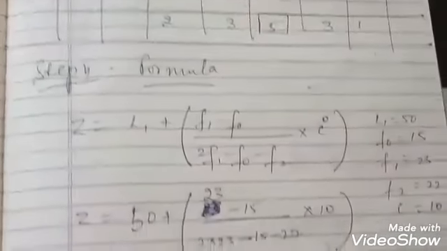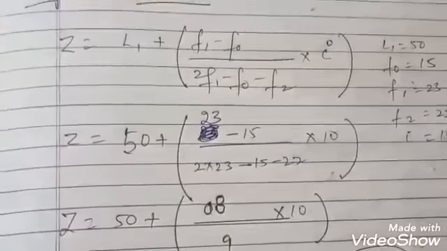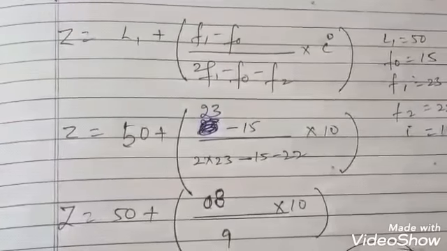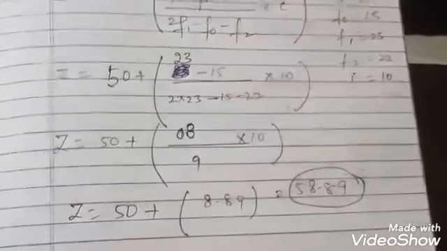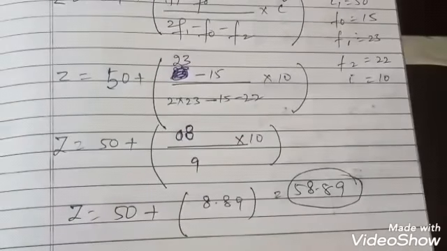And the last step will be putting the formula. So once you have got the model class, you put F0, F1 and F2, and then you apply the formula, and then you get the answer.